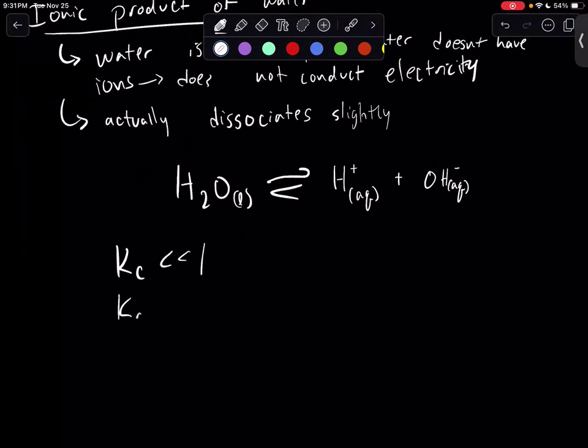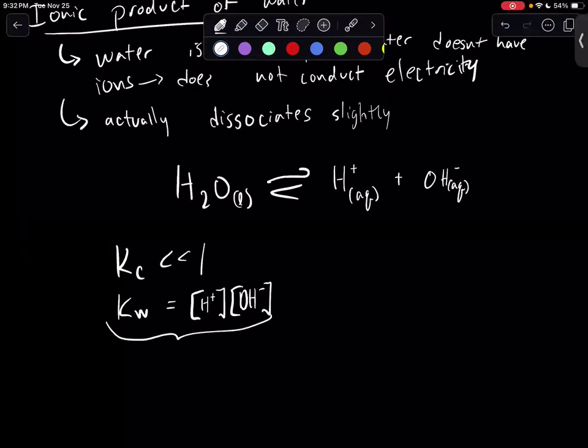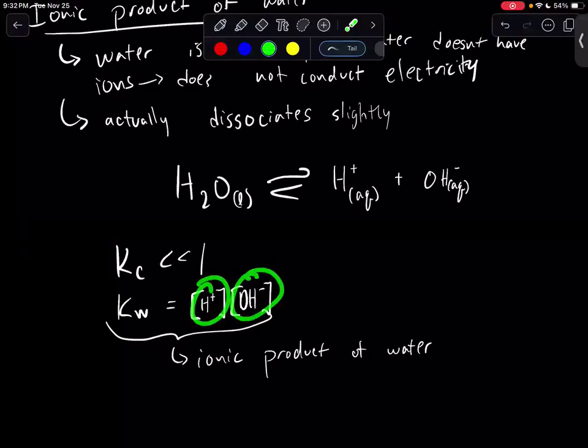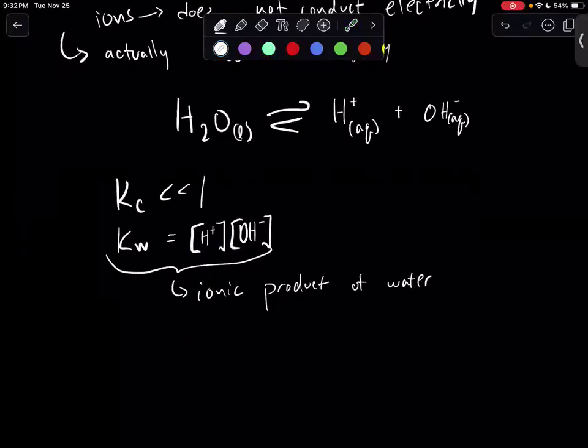Well, with water, instead of calling it Kc, we actually call it Kw, so the equilibrium constant for water, and we can just calculate it by taking the concentration of H plus, multiplying by the concentration of OH minus, and we divide it by nothing because water is a liquid in the reactant stage. So this equation right here is what we actually call our ionic product of water. And it's called that because it's the product of the concentration of ions. It's a simple name for exactly what it is.